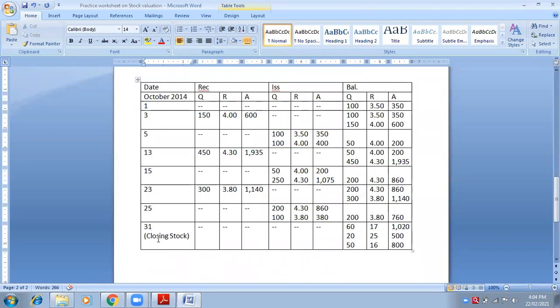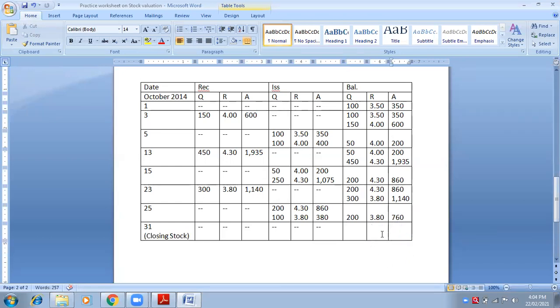On 31st October, we will write here as closing stock. Receipt nil, issue nil. We will directly come down to the balance column. So how do we have to write the balance? Same as the earlier date. How many units do we finally have in our hand? 200 units. What is the rate of 200 units? 3.80. And what is the amount? 760. Yes. Do you understand this much?